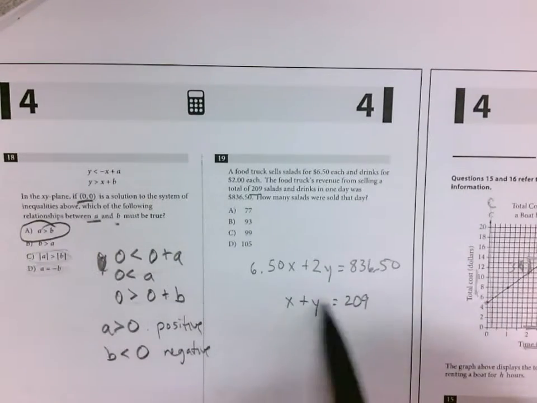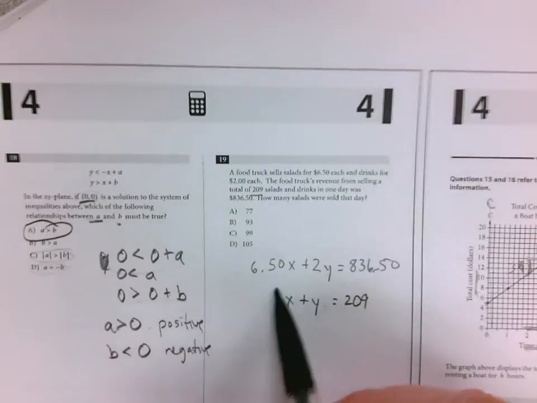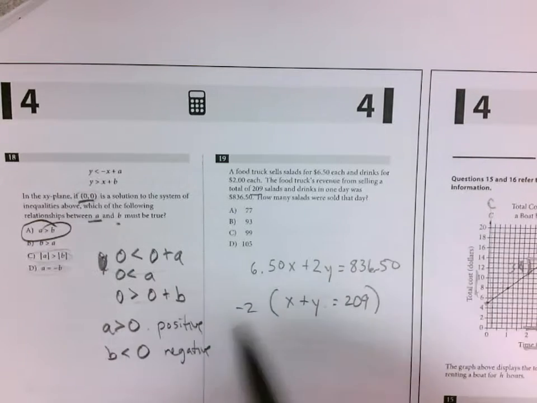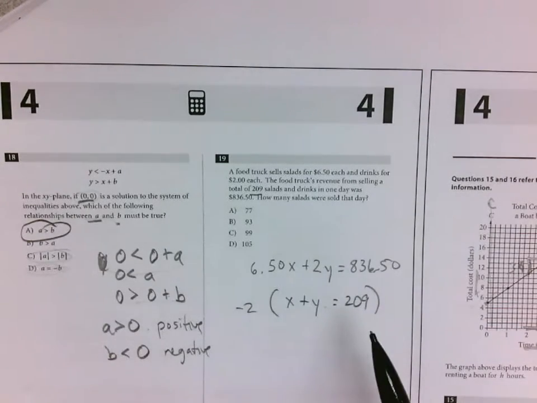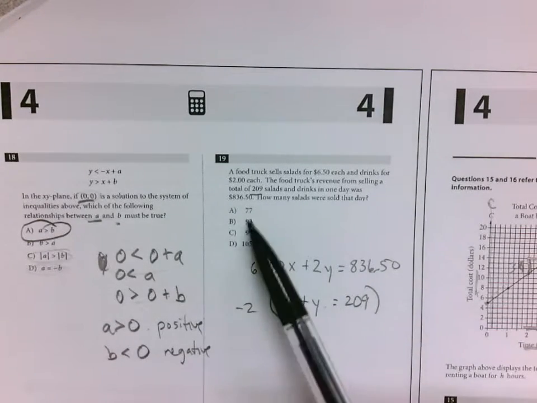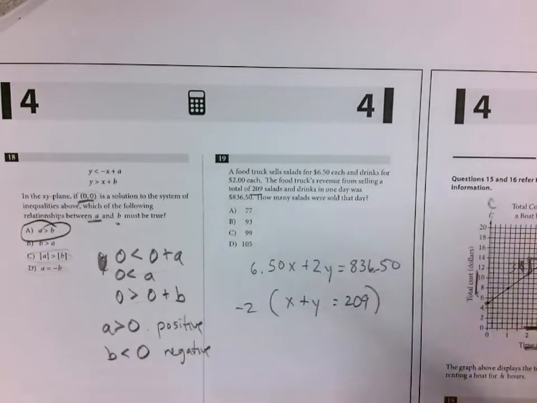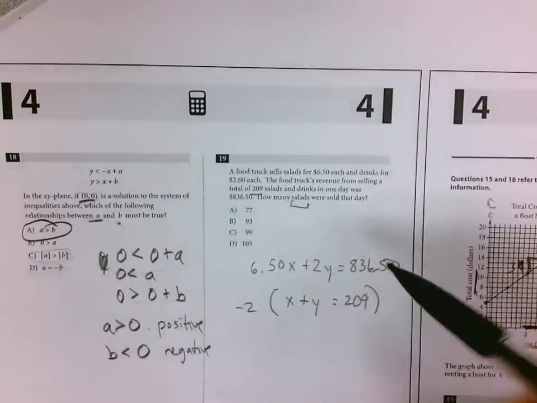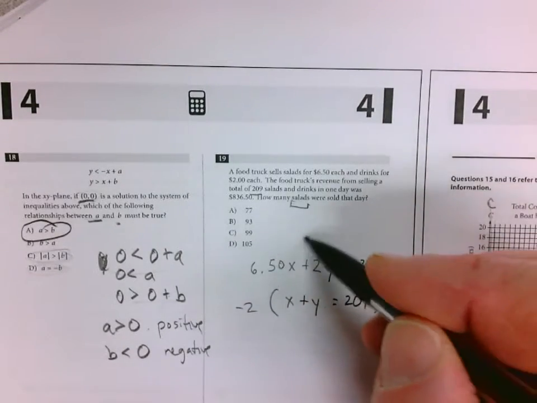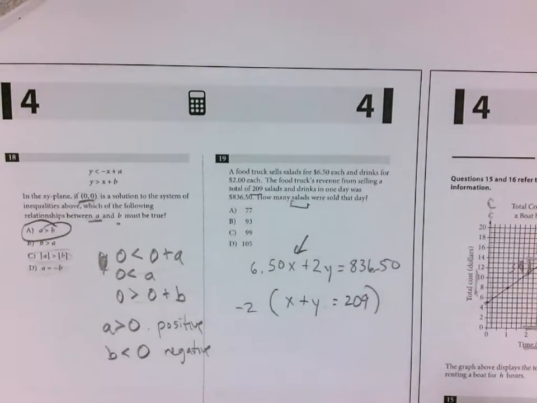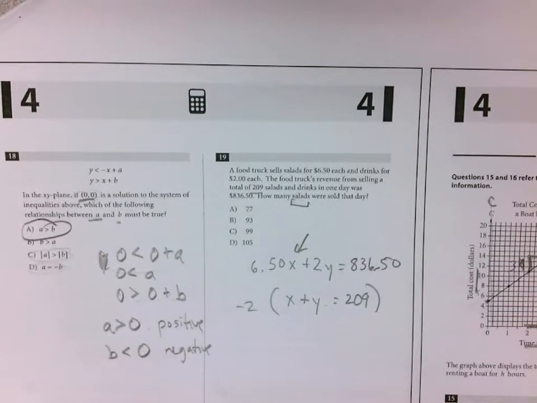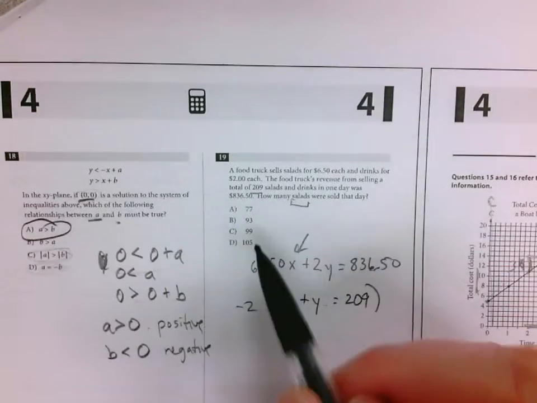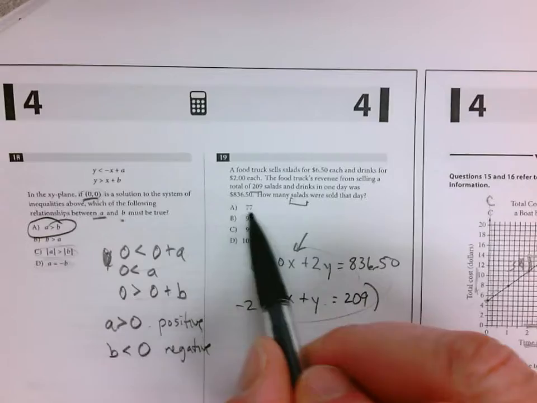You can solve that system using elimination. I'd probably multiply the second equation by -2 and add them together. The other way to do this is to plug in numbers, but you have two variables to plug in. So the question is how many salads. So you make sure that you're finding X for your answer. And in the interest of time, I'm going to tell you the answer. You can solve this system, but it's 19, which is B.